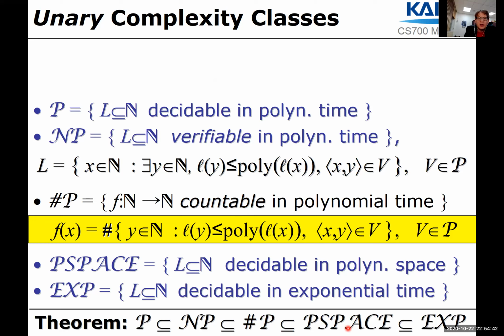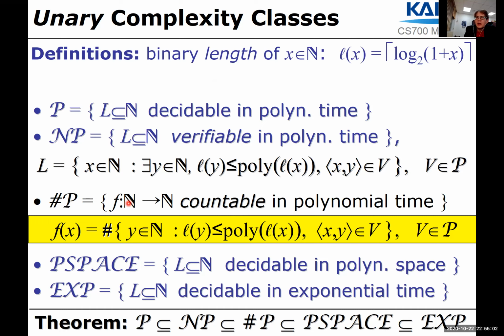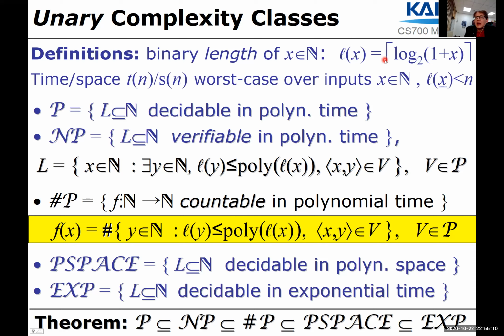To this end, recall that all these decision and counting problems receive arbitrary natural numbers as input, and we measure the running time and the space, the memory used, in dependence not on the value of that input, but on the binary length of that input, right? So this is, for your convenience, a reminder of the binary length. And we take the worst case time and space of all inputs of binary length less than n. And this is the definition of these complexity classes.